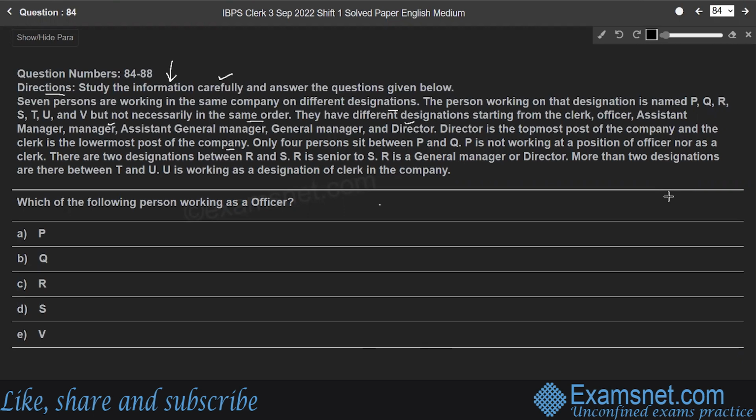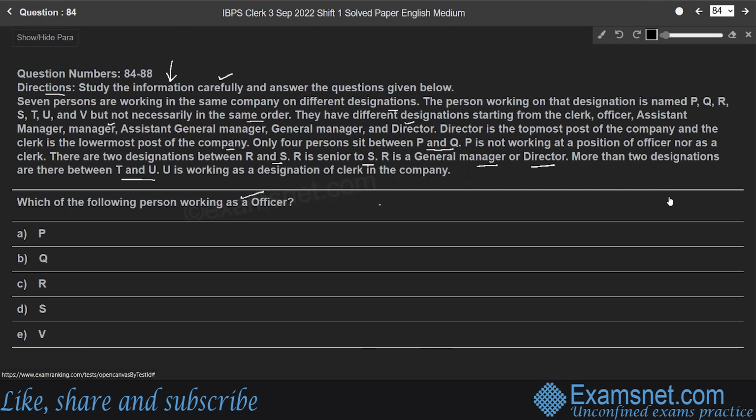Only 4 persons sit between P and Q. P is not working at the position of officer nor as clerk. There are 2 designations between R and S. R is senior to S. R is general manager or director. More than 2 designations are there between T and U. U is working as clerk in the company. Then, which of the following persons is working as an officer?